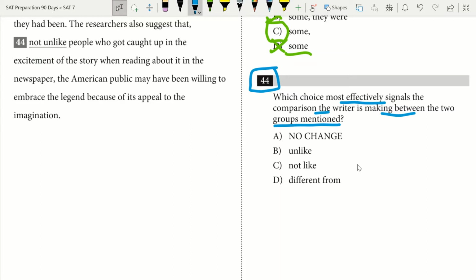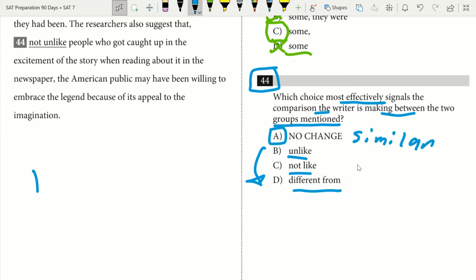And that may come off as surprising because you might be thinking, why would we say "not unlike" and not just say "like"? Well, the reason A has to be correct is because if we look at options B through D, let's take a look at them. They say "unlike," "not like," and "different from." A is the only one that means similar, okay?